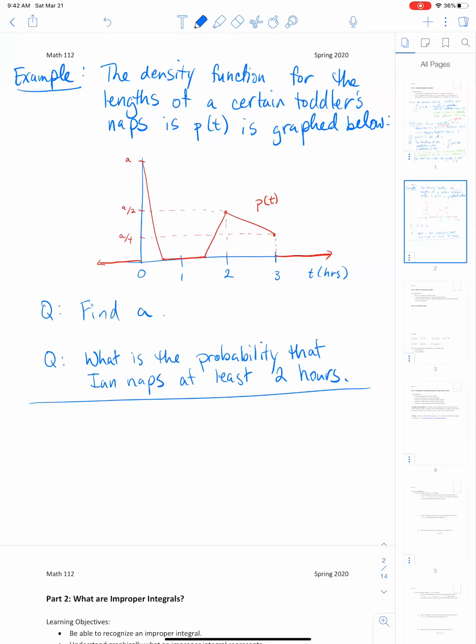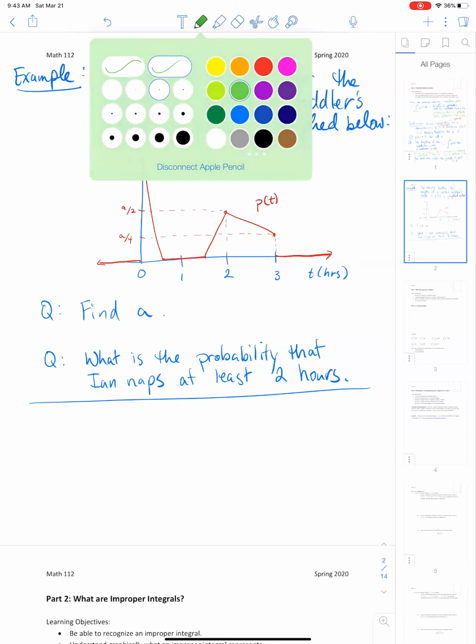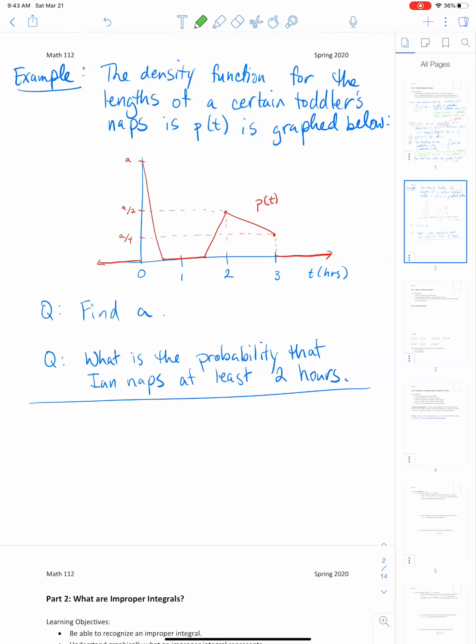Okay, welcome back. So let me just give you the answers to the two questions that I had asked earlier. Again, you'll be scanning in your notes to send to me, and in those notes, please do include your calculations and your work for arriving at these answers, but this will allow you to check your work. If you calculate A in the example above for the density function of Ian's naps, you'll find that A should be equal to 3/4.